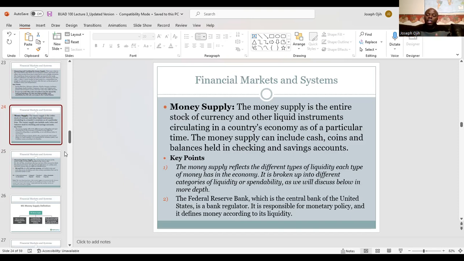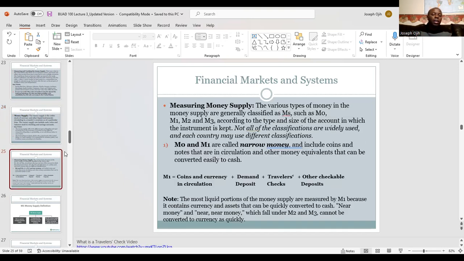They are responsible for monetary policy and other policies that affect the money supply. That's the best way to put it. Now, the money supply, there are different ways of describing it.